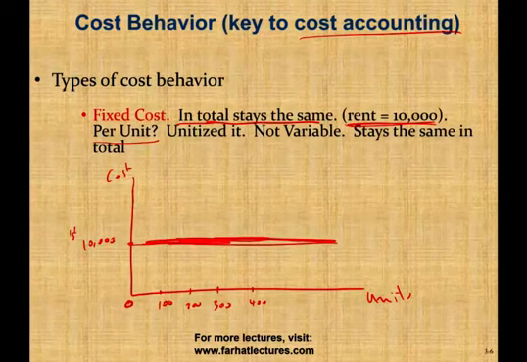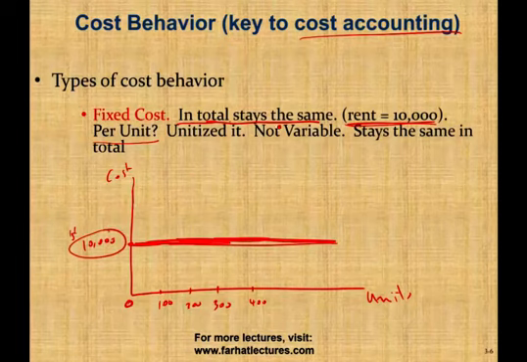And it's not forever fixed, but we're going to assume it's within something called the relevant range. It means fixed cost in total. Notice we have to pay 10,000 in total. So in total, it stays the same. So the rent is 10,000 and in total, it stays the same. Let's unitize this.